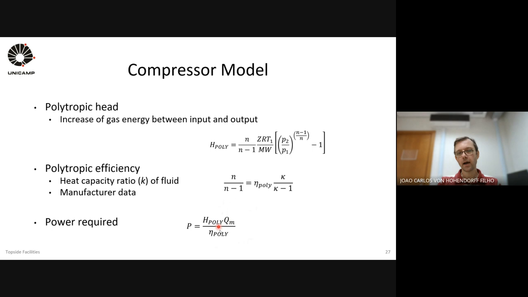Again, I want to impose the increase of the gas energy that is related to the pressure, but I consider the mass rate of the fluid. So again, it correlates with the efficiency of the compressor and the power required. So generally, in reservoir engineering, we are focused on the rate, the gas rate I can produce in my field, because I have some equipment and so on.